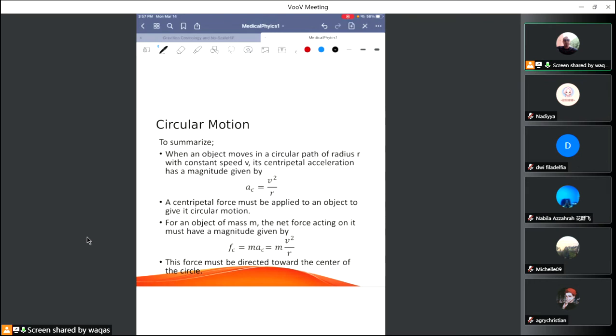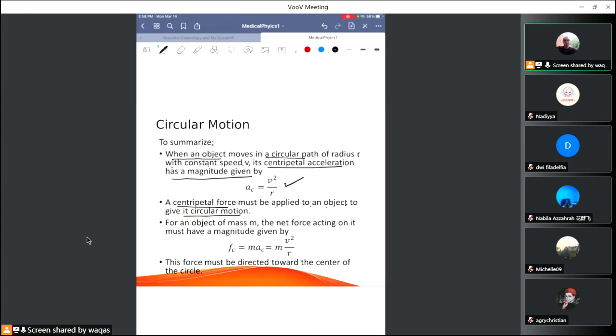Now we try to summarize some more points. When an object moves in a circular path of radius r with a constant speed v, its centripetal acceleration has a magnitude given by this. A centripetal force must be applied to an object to give it circular motion.